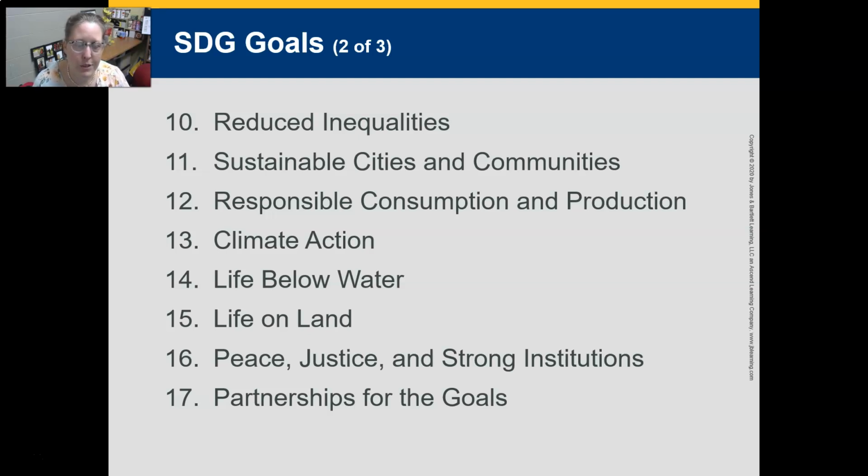12, responsible consumption and production; 13, climate action; 14, life below water; 15, life on land; 16, peace, justice, and strong institutions; and 17, partnerships for the goals. So those are some lofty goals, and there's a lot that can go into each goal. If you want to dive deeper, you can look up these SDG goals on the United Nations site.